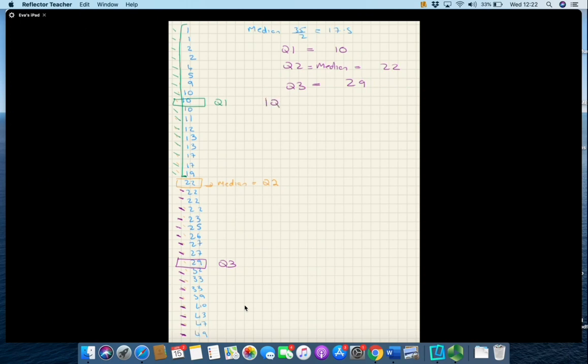So my interquartile range is Q3 minus Q1, which was 29 minus 10, to be 19. Okay, remember my range was max value minus min value, which was 49 minus 1 to be 48. So you can see your interquartile range is always much smaller than your range because it doesn't look at these outliers. It just looks at the middle of the data.